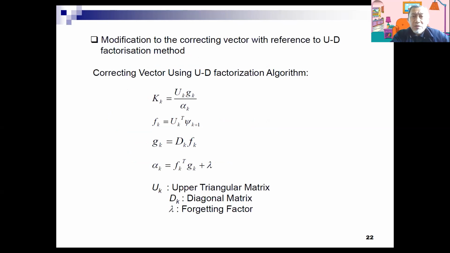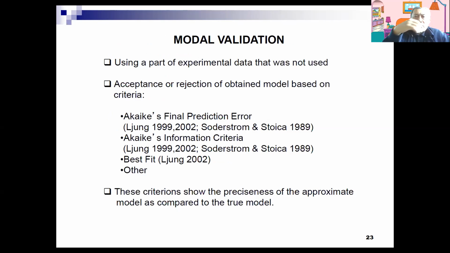Modifications to the correcting vector with reference to the UD factorization method use the algorithm shown here, with K, FK, GK, alpha K, and UK. So you don't have to worry about this. This is just the recursive least square concept and idea. Part of it is we need to validate the model using the remaining half of the data that we captured, and accept or reject the obtained model based on criteria.